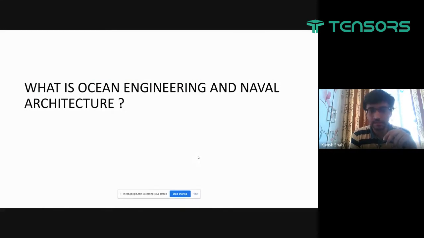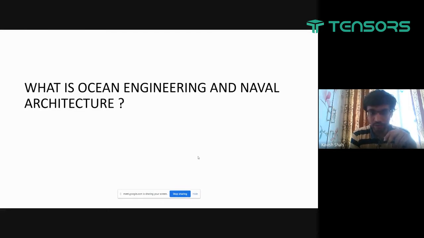To reiterate, the ocean engineering part is more about studying the properties of the ocean and how the ocean behaves, and how we can draw mathematical formulas to explain the behavior of the ocean. And the naval architecture part is more related to designing the ship, how we can make sure the ship stays in shape and performs the function which it is meant for, and all those things.